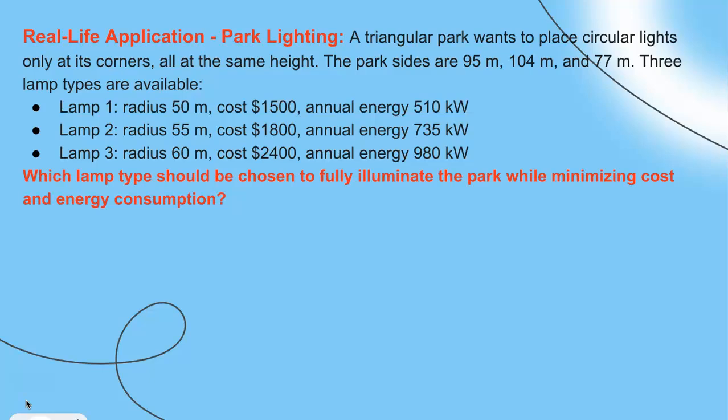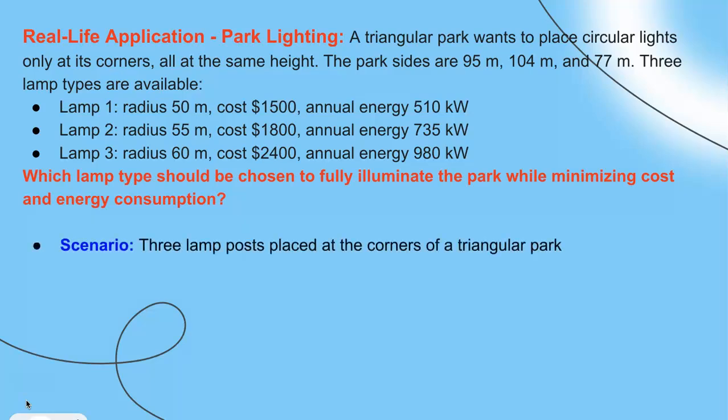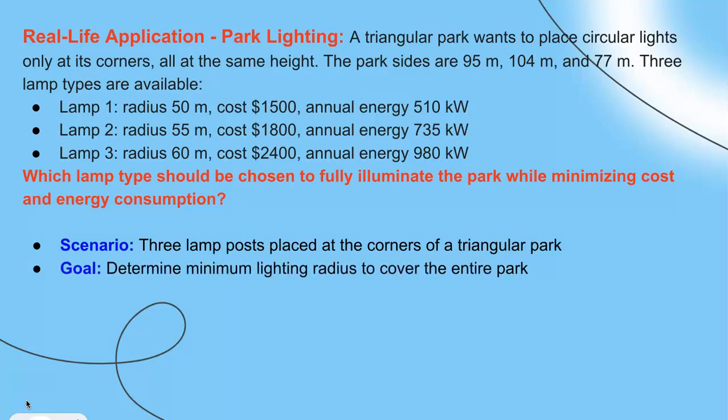So our approach should be this way. Let's check the scenario. There are three lamp posts placed at the corners of a triangular park. And what is the goal? Determine the minimum lighting radius to cover the entire park, of course, while minimizing the cost.